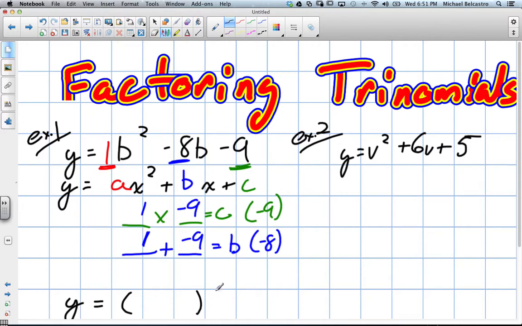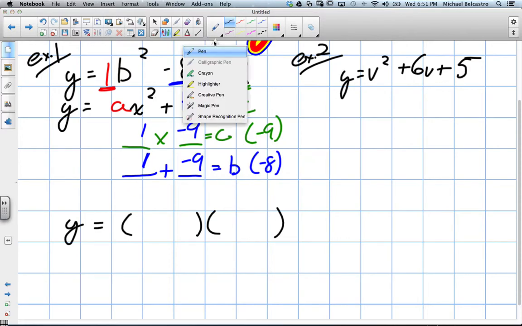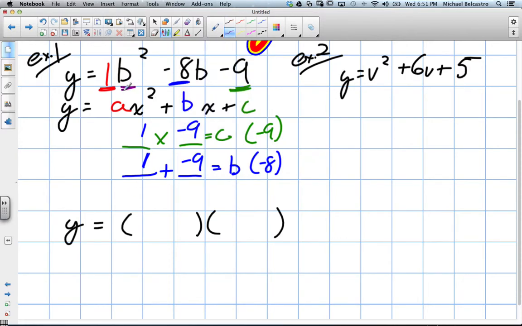And our factored form will have two brackets. The first bracket will actually just be the very first variable, just split. So because it's b squared, we're just going to have 1b in one and 1b in the other. Okay? So in other words, b and b. That's what I mean by one of the b's. Okay, so we split it. We just don't usually have to write the 1 in.